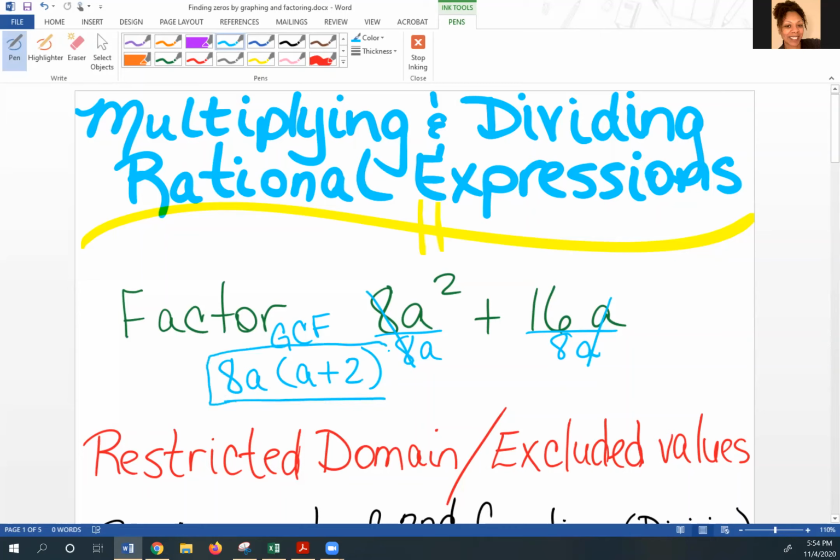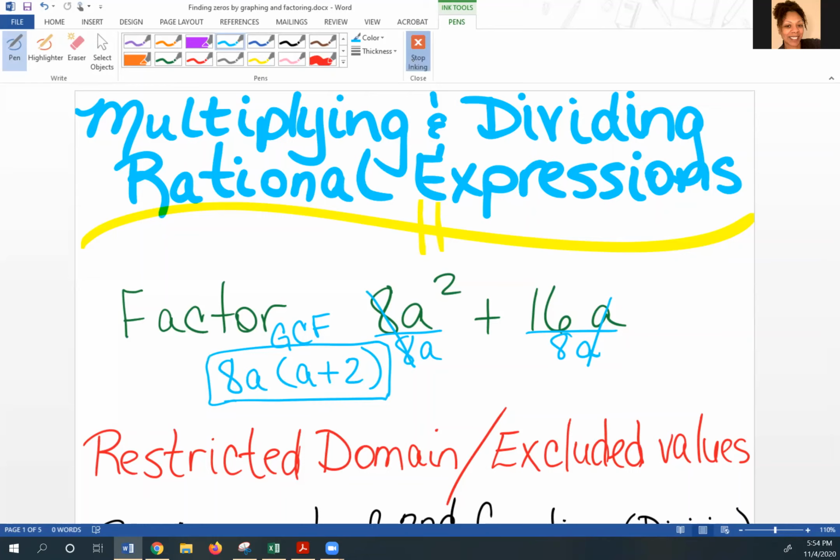8a times the quantity of a plus 2. And if I wanted to make sure I'm doing it correctly, all I would have to do is multiply back out, and I would end up right back where I started. So 8a times a is 8a squared, and 8a times 2 is 16a. So that's how you know you're on the right track.